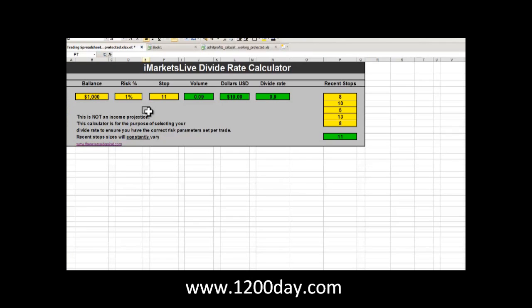Once you've set your risk and you've got your account balance in here, this can obviously be whatever you like. Maybe you're starting with $500. Maybe you're starting with $5,000. It doesn't matter, but I'm going to put it in at $1,000. We've got a 1% risk. We've got our stop from the average of the most recent stops, and this gives us our volume. So at 1%, with the 11 pip stop on a $1,000 balance, we're risking $10 for the trade, which is a 0.09 volume.